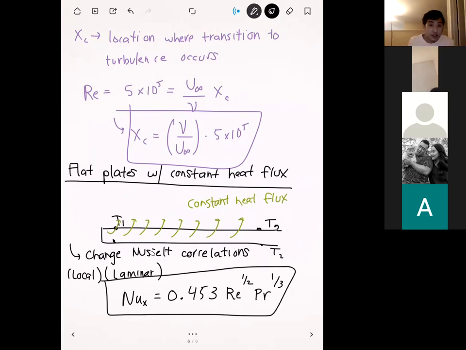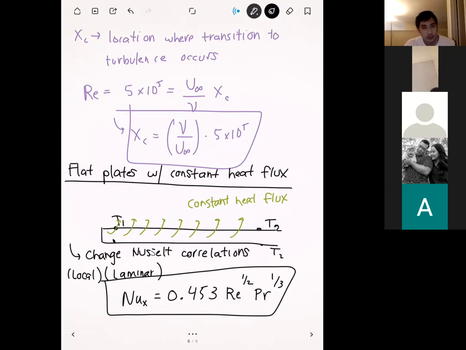You can see this looks very similar to our isothermal case. The coefficients here are the same, so your Reynolds number and Prandtl number are raised to the 1/2 and the 1/3 power, respectively. The only thing that changes is the decimal out front. Instead of 0.332, when you have a constant heat flux, this raises the Nusselt number correlation slightly. Now we're at 0.453 instead of 0.332.